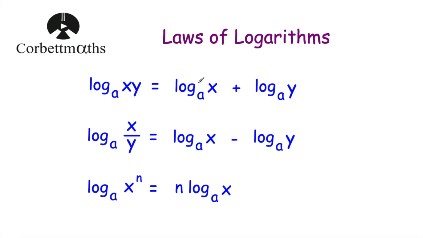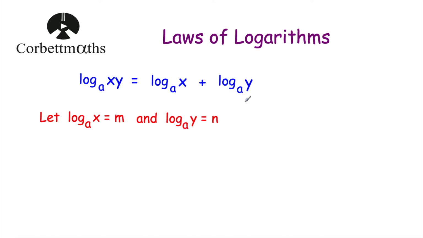The fact that log to base a of x plus log to base a of y is equal to log to base a of xy. In other words, if you're adding two logs with the same base, you can multiply the numbers together. So it'd be log to base a of x times y. So let's look at that law of logarithms. So there it is.